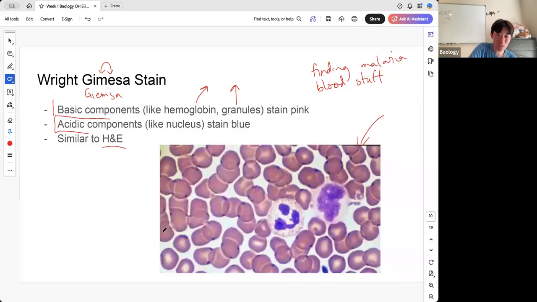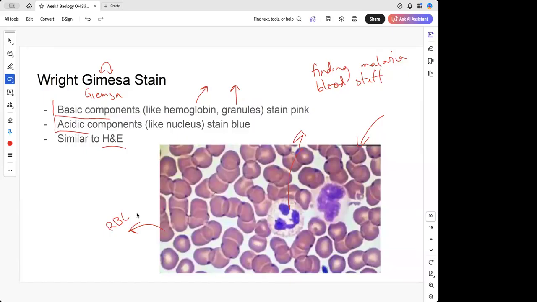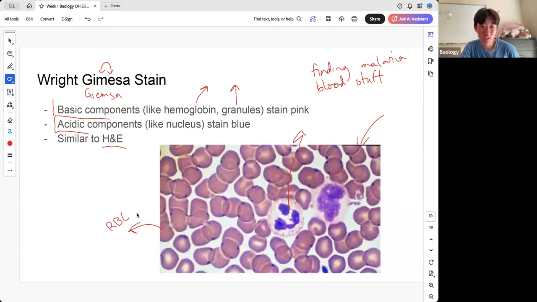So these cells are RBCs or erythrocytes. What is that? Is this also a neutrophil? Someone please help. It's a monocyte? No, it's a neutrophil. Three-lobed neutrophil? Neutrophils can have three lobes? Okay. Well, this is allegedly a neutrophil.